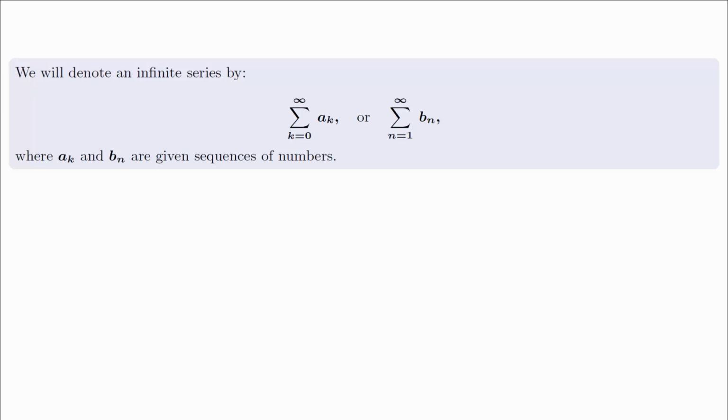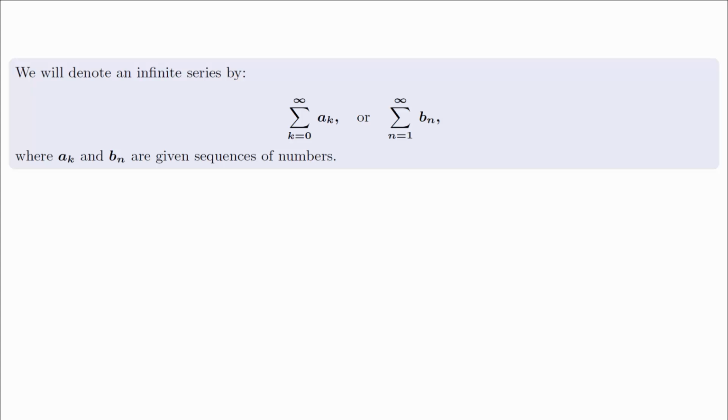First of all, we need to introduce systematic and clear notation and definitions. We will denote an infinite series by an infinite summation. Summation k equals 0 to infinity of a_k, or summation n equals 1 to infinity of b_n, for example, where the a_k and b_n are assumed to be given sequences of numbers which we are trying to add.